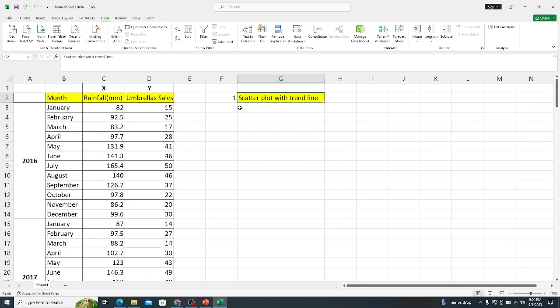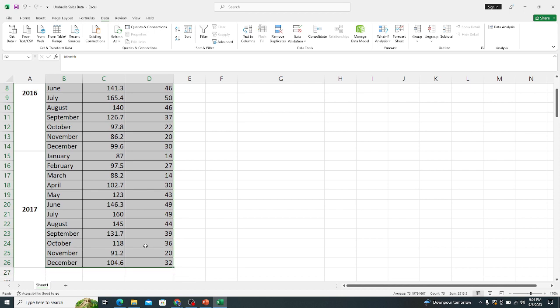Now to do that, we'll come here, highlight our data. Make sure you select the month, the rainfall, and also the umbrella sales data. But even before that, we can try and see the trend of our data. We can just make a simple plot to see what the pattern of our data set is. So with that, we can just highlight all our data points.